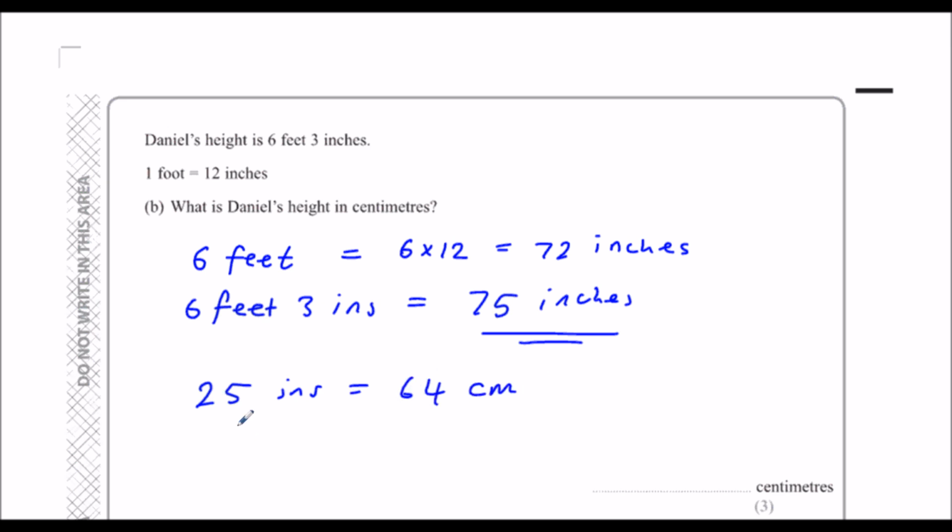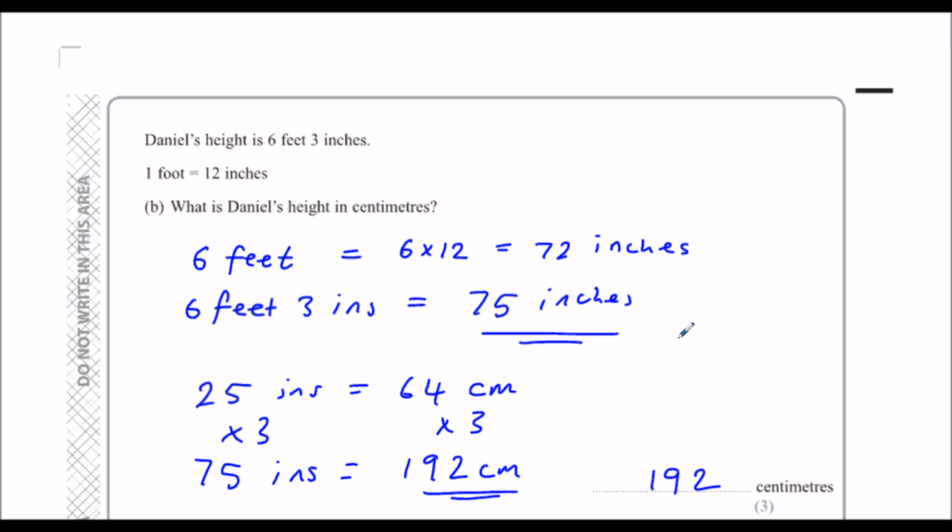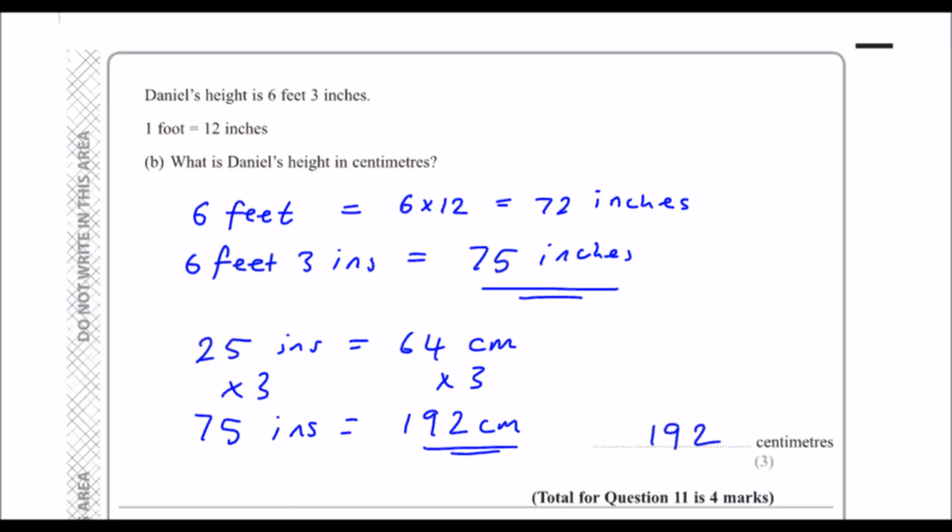So I'm going to multiply this by 3. So 75 inches. So 64 times 3 is 192 centimeters. So I've got 192 centimeters. There's probably going to be a range of answers for this question. So something in the region of 192 should be acceptable.